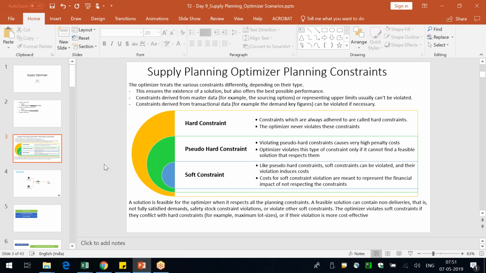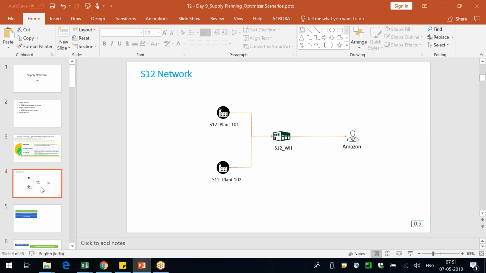So as a business, we have to first sit and see what constraints we have in our supply chain, and we have to prioritize them, and then we have to build our model like that, and get the desired results that we want. Okay, so today I have listed down some scenarios, guys. We'll go through them, and let's see.